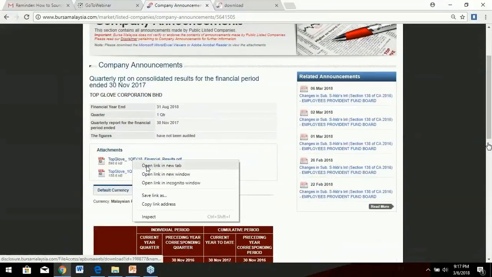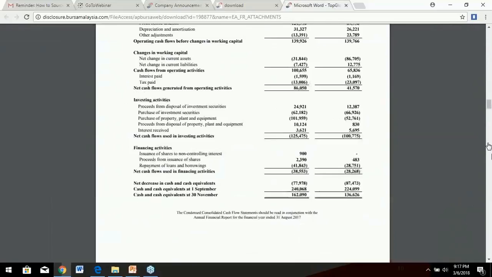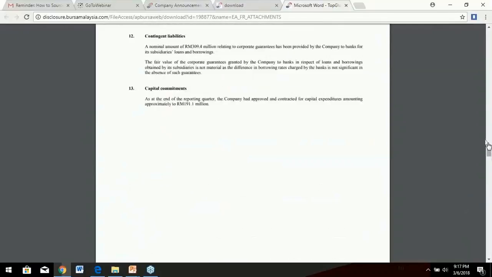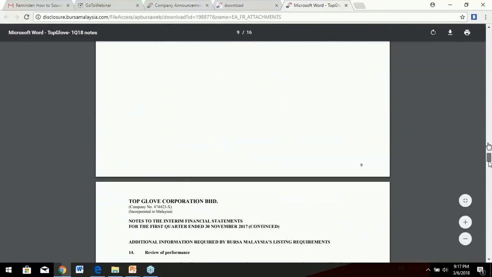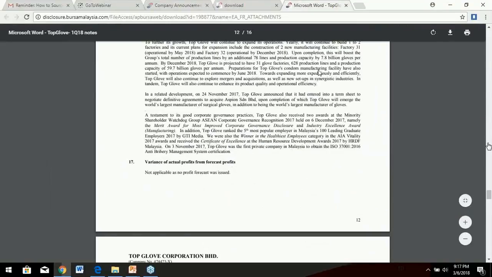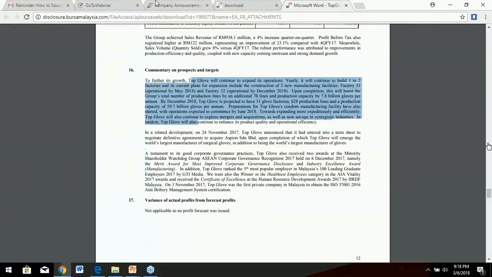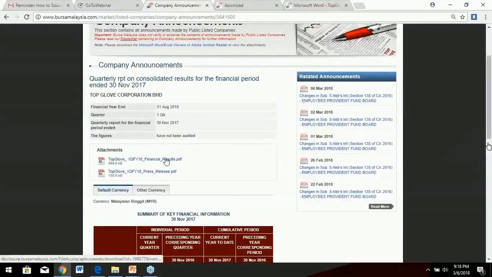You can link onto it. You can read the latest updates of the company. But more importantly, you can find this particular information: commentary on prospects and targets. So this is a place where you can read the latest updates of the company, which is the second one. Now, this is the third document.